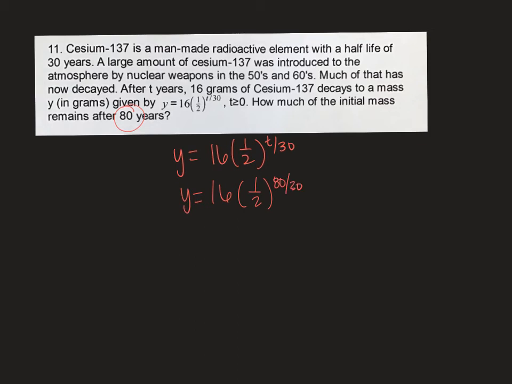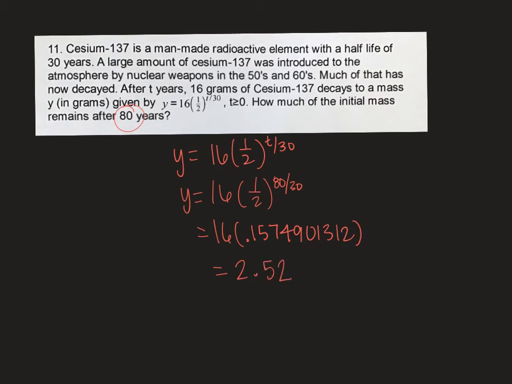So in our calculator, we're going to say 1/2 to the 80 divided by 30, which gives you, and you don't necessarily have to write this step down if you don't want to, this big long decimal that doesn't end. And we're going to multiply that by 16.